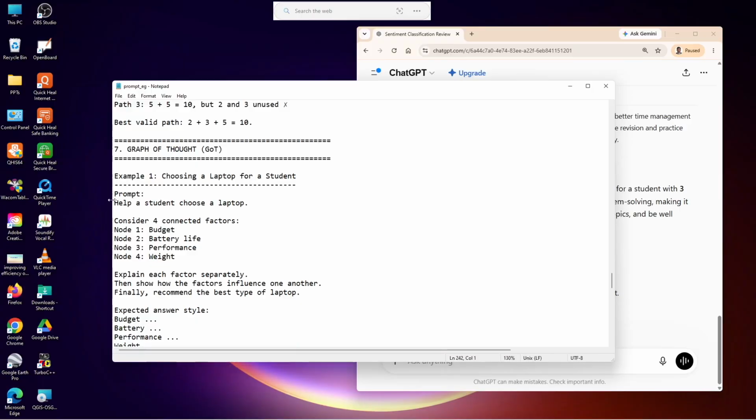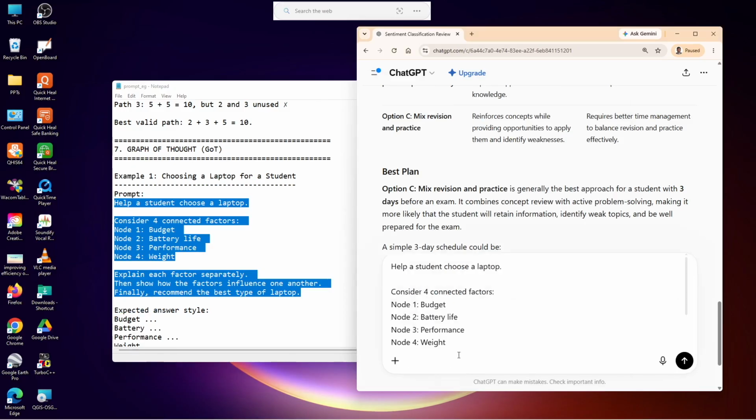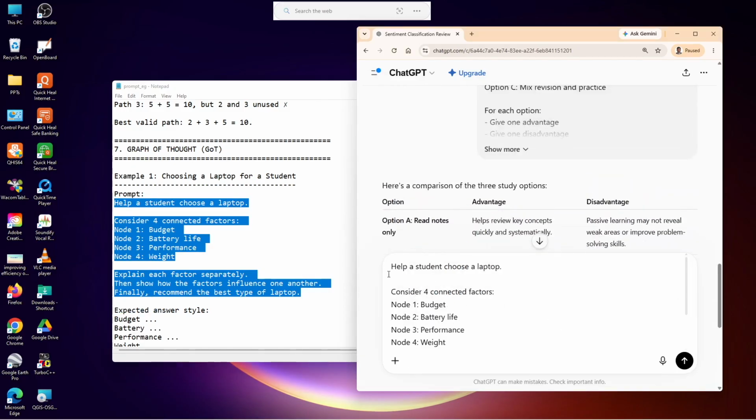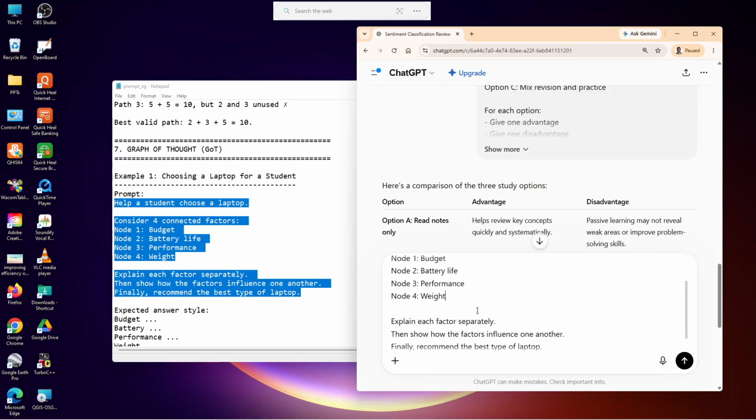Another one would be the graph of thought, where an example is helping a student to choose a laptop. Suppose this is the prompt for graph of thoughts. There are 4 factors to be considered: budget, battery life, performance and weight. Each factor is going to be a node in the graph. For each factor, explain it separately and how each factor influences the others.